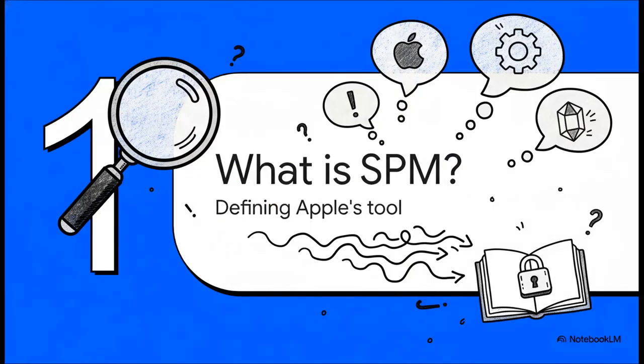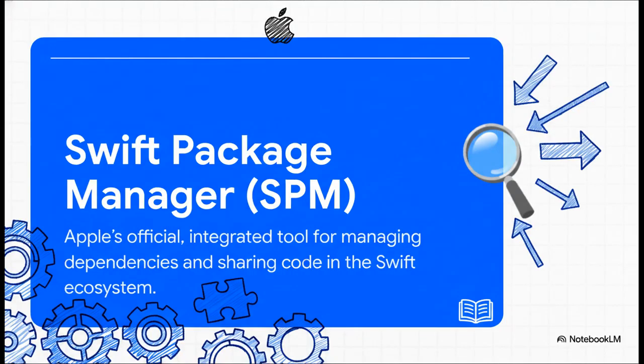Okay, first things first. Before we go any further, let's get a really clear definition of what we're talking about here. This is the most important thing to get. Swift Package Manager, or SPM as you'll hear it called, isn't some extra thing you have to download and fight with. It's Apple's own tool. It was built by Apple for the Apple ecosystem. That means it's not just bolted on, it's woven right into the fabric of Xcode and the whole Swift toolchain.